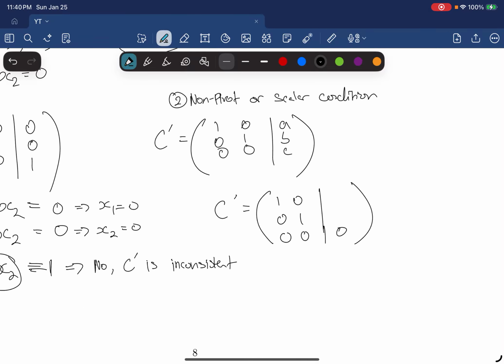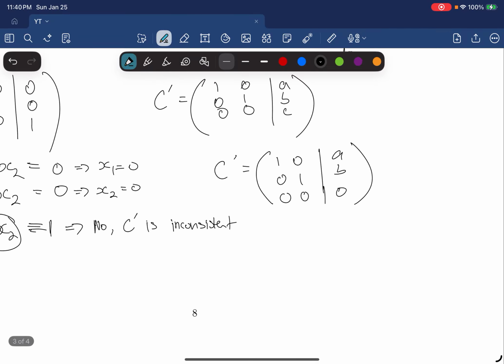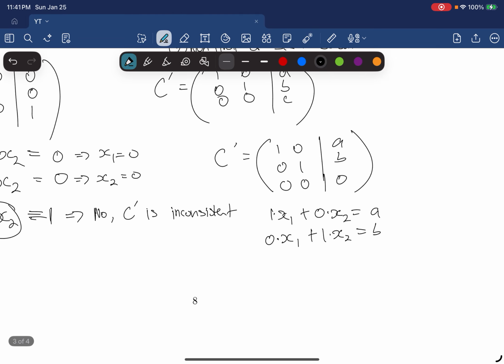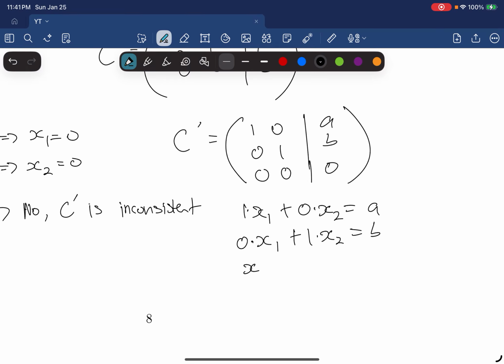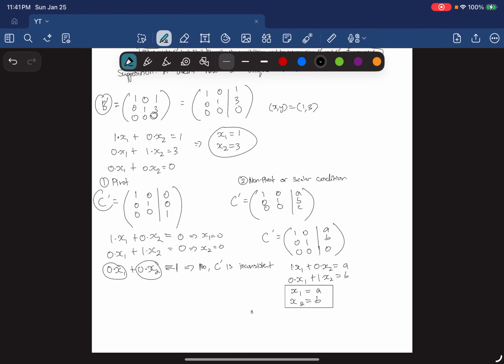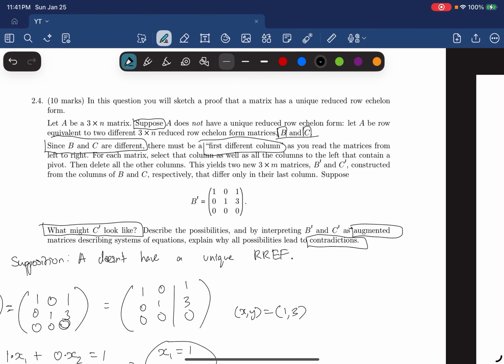And we can continue calling these A and B. Then you're going to have 1 times x1 plus 0 times x2 equals A. Then 0 times x1 plus 1 times x2 equal to B, right? Then we see that our solution set becomes x1 equals A and x2 equals B, which means that if you're looking at B prime and C prime, they must share the same solution set.